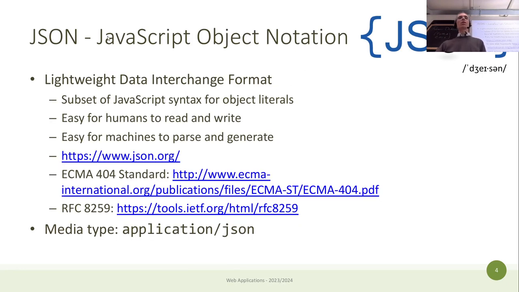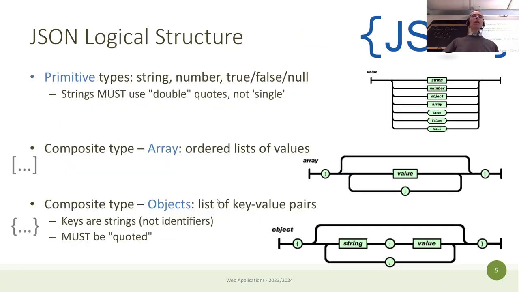JSON stands for JavaScript Object Notation, so of course very well suited for JavaScript, but it's used quite a lot also outside JavaScript. It's a lightweight data interchange format. The syntax is very similar to JavaScript. It's a standard, and it has a media type, which we already saw, application/json. In the content type of the HTTP protocol, we can set this media type, MIME type actually, to be more specific.